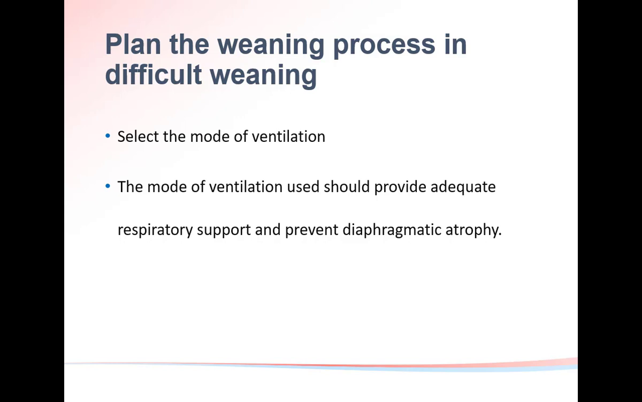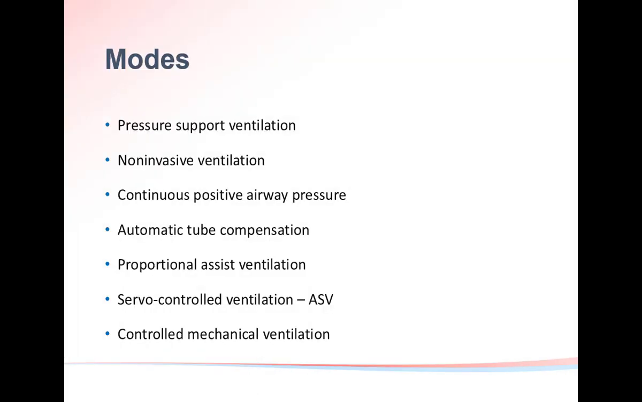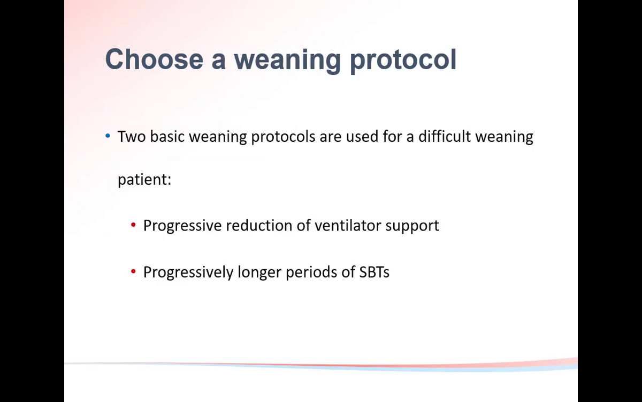Once you have looked at all the factors which could be responsible and dealt with them, then you select how to wean off. Although the method is not very different, you could use any of the modes to give ventilation to these individuals. But there are two basic weaning protocols: progressive reduction of ventilatory support, whatever you're giving. The most common we still try is the pressure support, where you progressively decrease the level of pressure support every day. 14 first day, 12 next day, 10 next day, 8 next day.